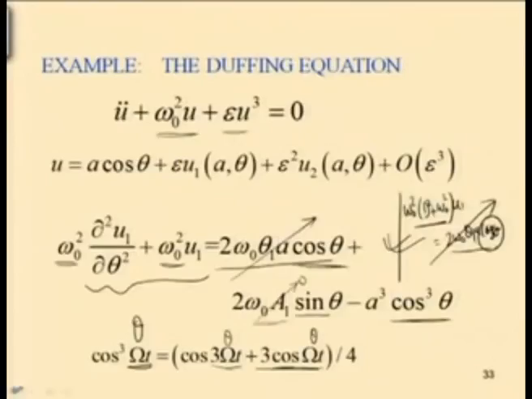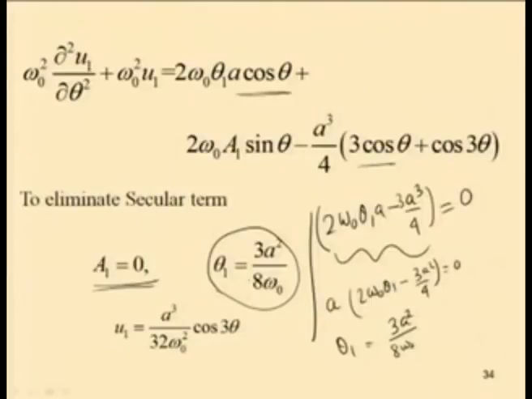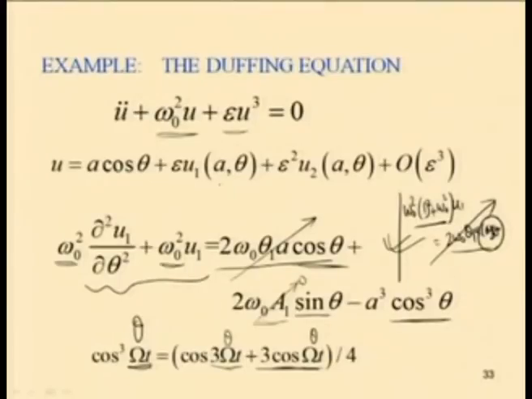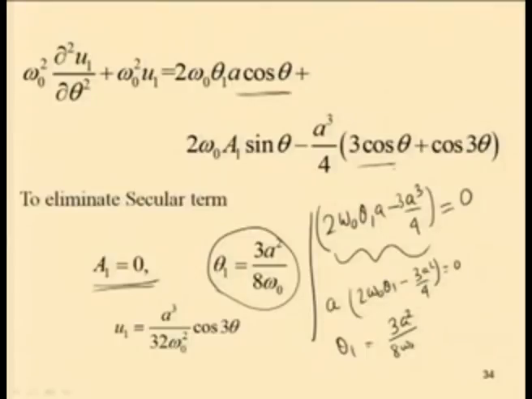In this case, instead of taking two terms, if one takes one term only, that is u equal to a cos theta plus epsilon u 1 a theta, then one can go up to this term and find the solution. So, the solution could have been u equal to a cos theta plus epsilon u 1. After eliminating the secular term, the remaining terms will be: this term is a secular term, this is also a secular term, and this is also a secular term. Now, the remaining term is this, that is cos 3 theta minus a cube by 4 cos 3 theta.